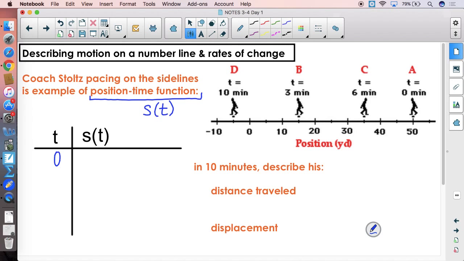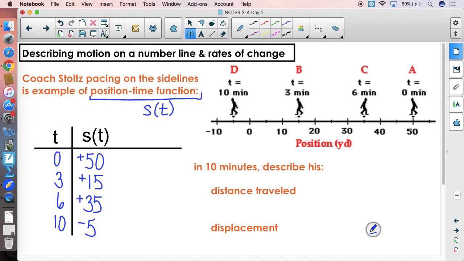So at time 0, his position relative to that 0 yards is he is 50 feet to the right of it. So I'm going to put positive 50. 50 is positive to begin with, but I'm indicating that direction because his position is relative to something. 3 seconds later, his position, if you check the graph, is at the 15 mark. So he's now at positive 15 for his location. At time 6 minutes, he has moved to positive 35, again his position. And by 10 minutes, sorry, he has moved to the negative 5 location.